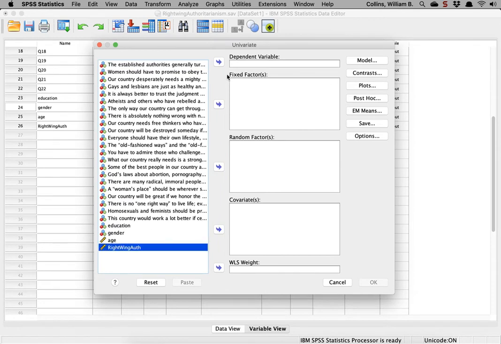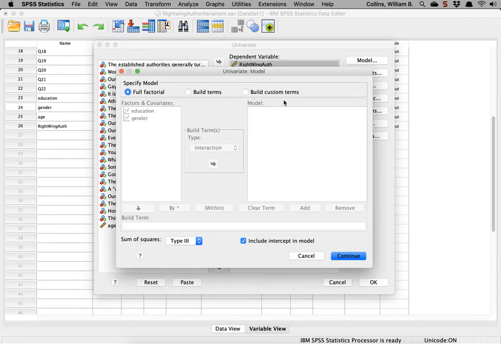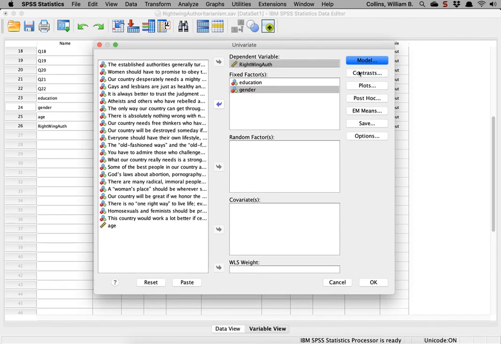But our dependent variable is still right-wing authoritarianism. Last time we had education, but we're also adding gender to the block. And there's lots of options. You can build custom models, which are actually kind of interesting in specialized circumstances, but we don't need that.